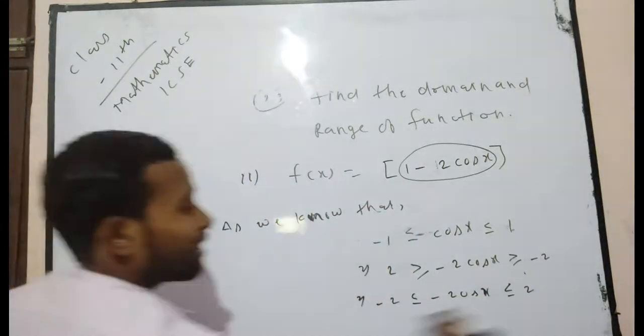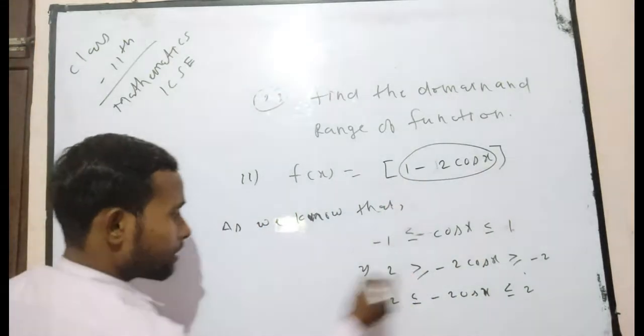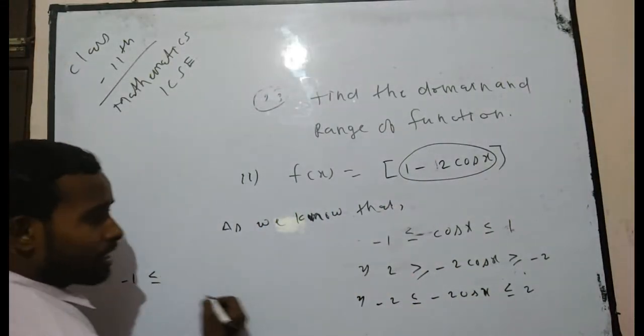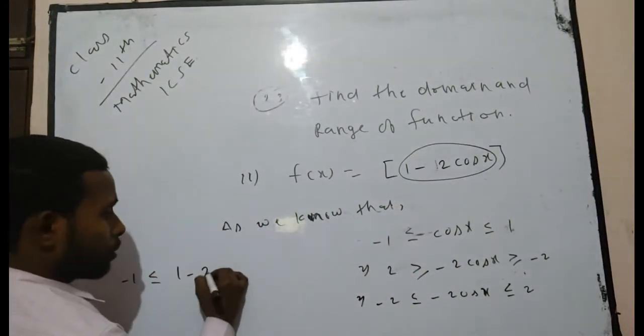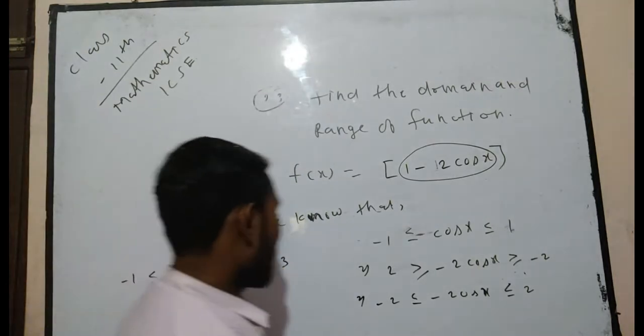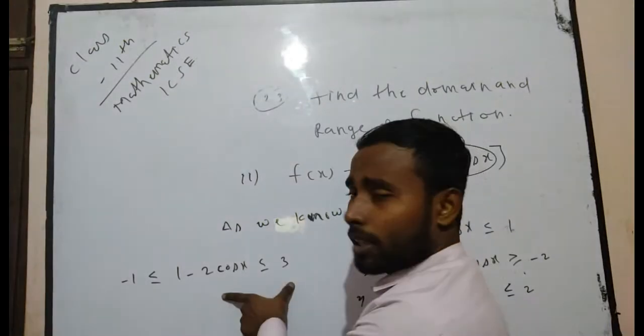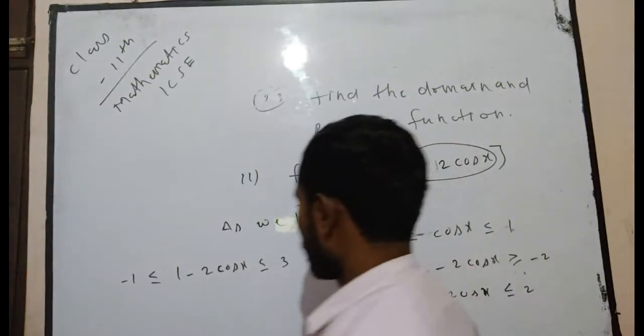Now if you add 1 to each term, then -2 plus 1, that means -1, is less than or equal to 1 minus 2 cos x, less than or equal to 3. It says that 1 minus 2 cos x lies between -1 and 3. Now you have to proceed from here.